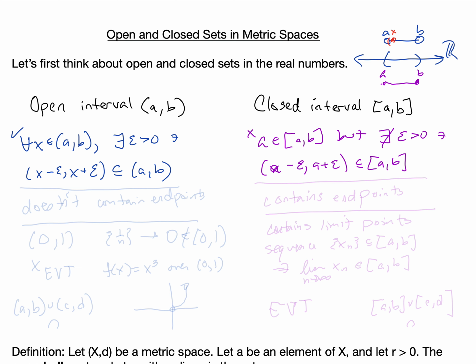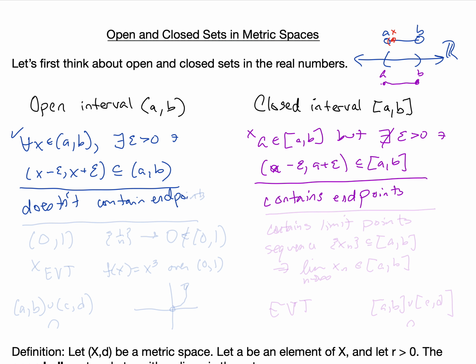How about this: closed intervals of the real line contain their endpoints, obviously. So it contains its endpoints, A and B. Over here, we don't contain endpoints.